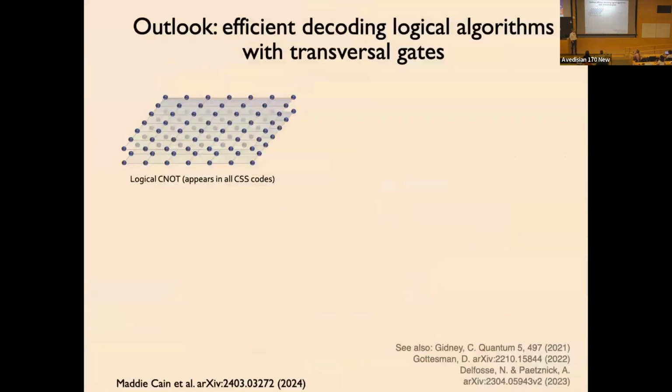Okay, so I want to conclude a little bit and talk about lessons learned. One of the things we already discussed was the fact that these transversal gates and correlated decoding are very important. We first started utilizing them out of necessity, but we now realize it's actually a much more general conclusion.